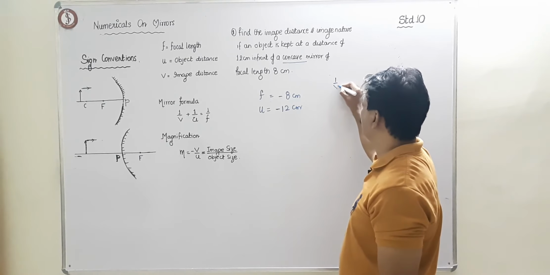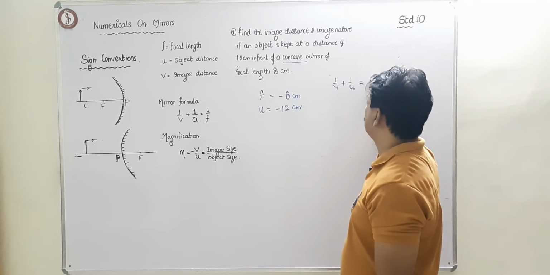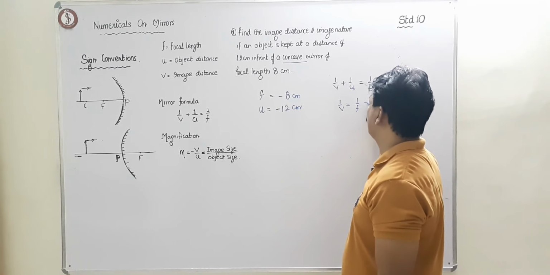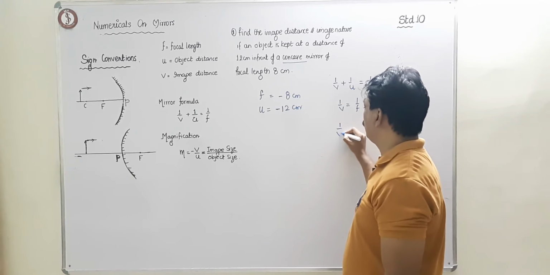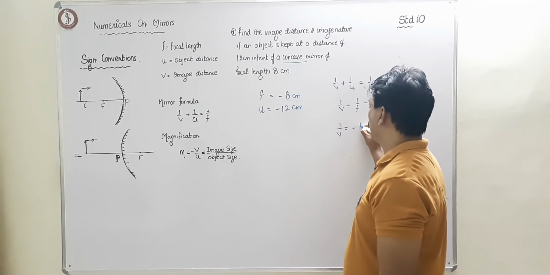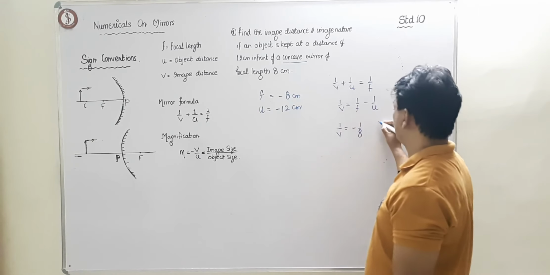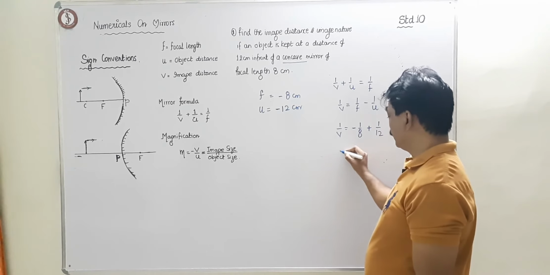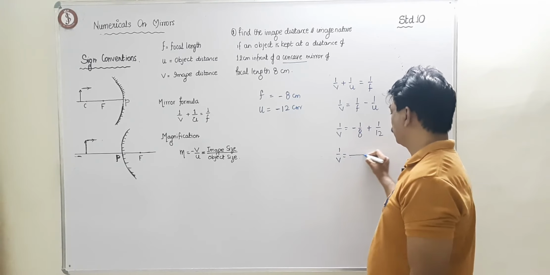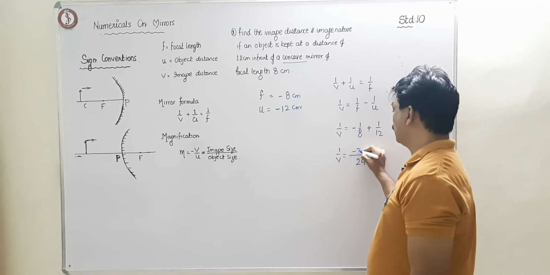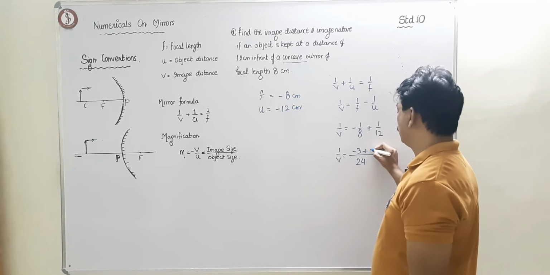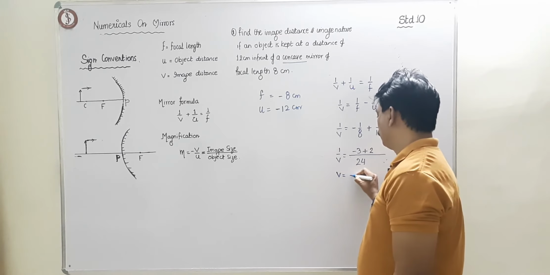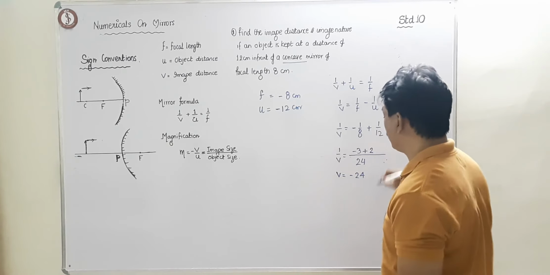We have the formula here, 1 by V plus 1 by U is equal to 1 by F. So 1 by V will be equal to 1 by F minus 1 by U. Very simply we place in the values. So minus 1 by 8, and U is minus 12, and with two negatives it is positive. So the LCM comes as 24. So 8 3s are 24, plus 12 2s are 24. So V is equal to minus 24, because 1 by V is minus 1 by 24.